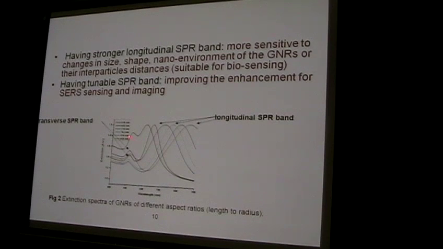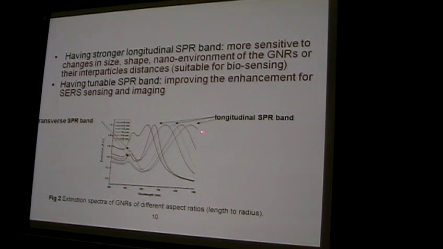And here you see that each gold nanorod has two resonance peaks in this extinction spectrum. The first peak always remains at the same position when you change the aspect ratio, the ratio of the length to the diameter of the gold nanorod, while the second peak can be tuned over a very large frequency range. You see, from visible to near infrared.